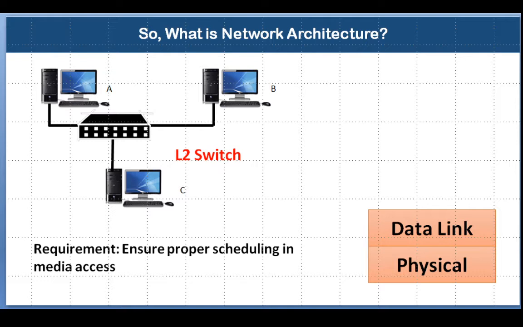Suppose A transmitted a packet to C, and at the same time a same-size packet is transmitted via B also. So if A is sending a packet to C and B is also sending a packet to C, then somewhere in between there will be a collision, right? Somewhere in between both packets will collide. So we ensure proper scheduling when we are using a switch, or adding one more layer.